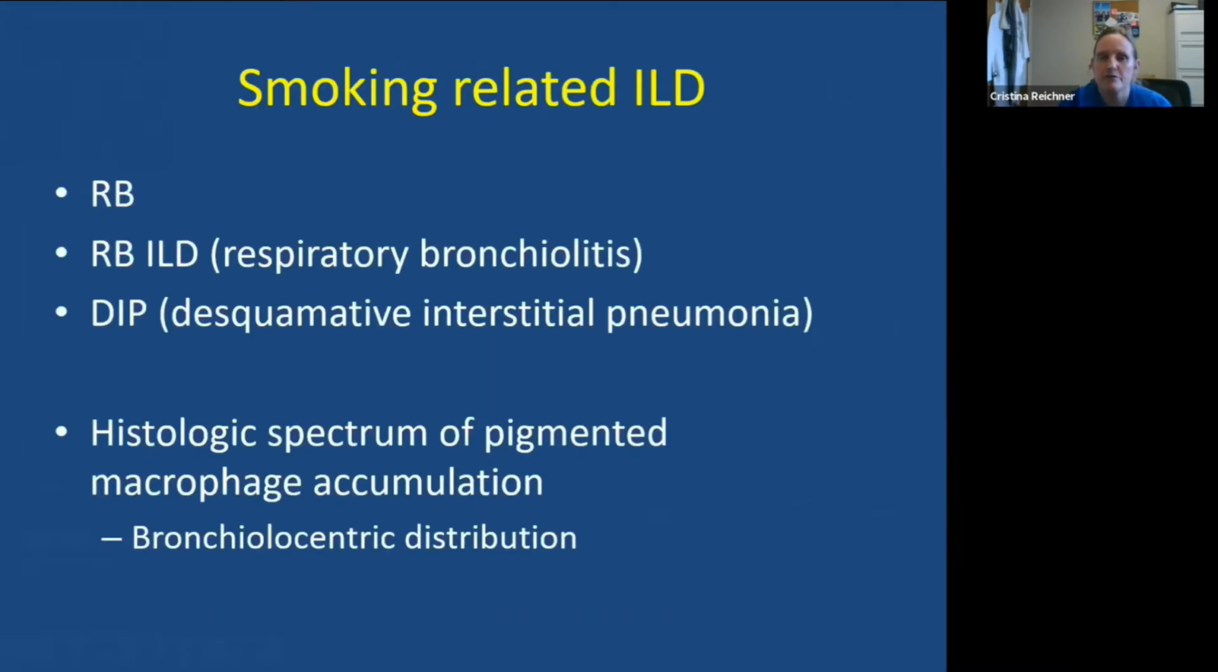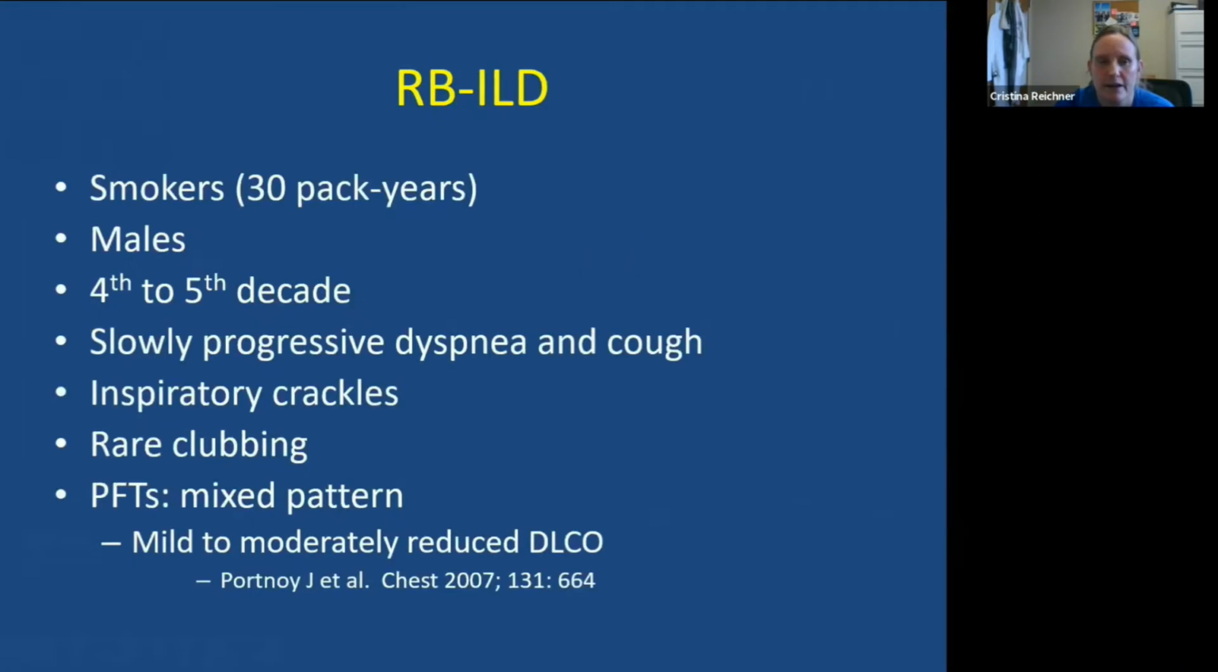All right, so I'm going to move on to smoking-related ILDs, and I'll go through these maybe a little bit quicker because I think the most important ones for you to know are really IPF and then NSIP and organizing pneumonia, which I'm going to talk about a little bit later. So smoking-related ILDs come in three flavors: respiratory bronchiolitis ILD, and DIP, or desquamative interstitial pneumonia. And basically what they are made of is these pigmented macrophages which will accumulate along the bronchi.